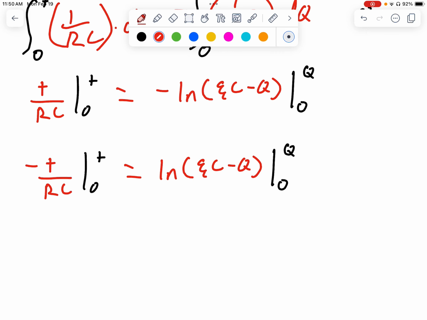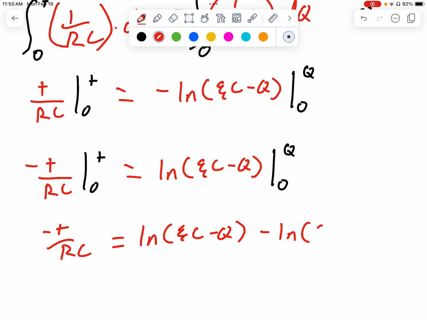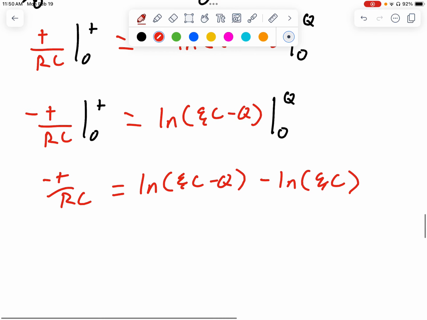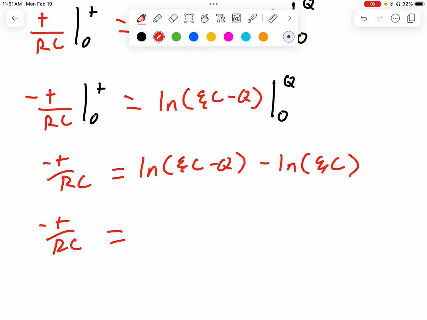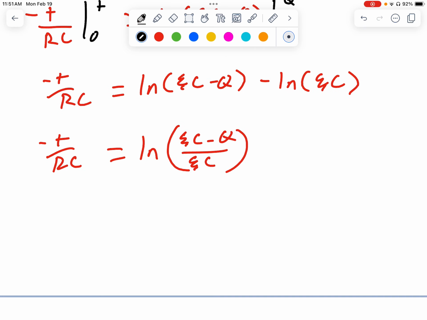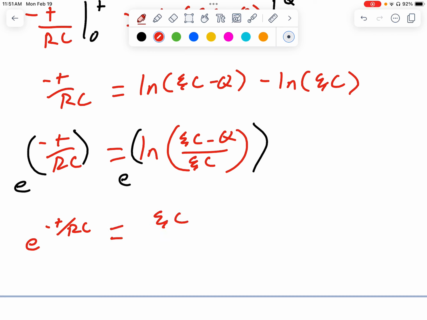So left-hand side, negative t over rc from 0 to t is just negative t over rc. Then this is going to be ln of epsilon c minus q for q, minus ln of epsilon C minus 0, so it's just epsilon C. So negative T over RC is equal to ln of EC minus Q over epsilon C. A little bit messier, but similar format, where I can raise all this to the power of e to eliminate that natural log, and I get e to the negative t over rc. See, look how that shows up again, is equal to epsilon c minus q over epsilon c.